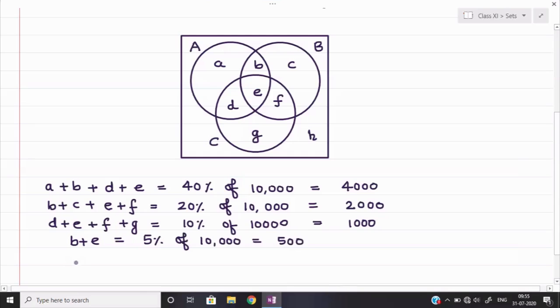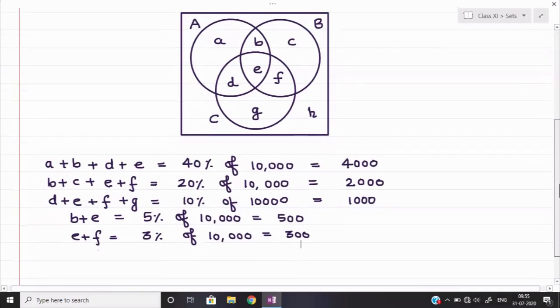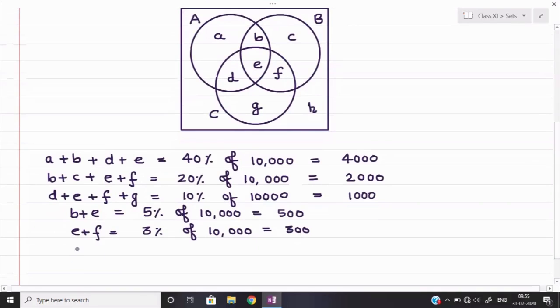Similarly, B and C, that is E plus F, that is given here 3%. So 3% of 10,000. That will be, I suppose, 300, because 1% is 100 multiplied by 3. And similarly, the last one is A and C. So A and C will be here D plus E. So D plus E will be equal to 4% of 10,000. That will be again equal to 400.